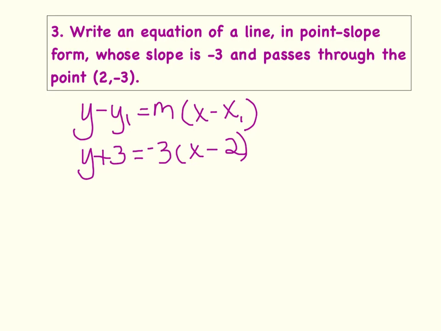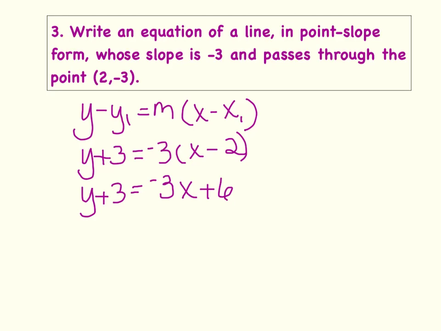Since I will be doing the distribution first of -3 times x minus 2, I will simply bring down the y plus 3. Okay, and that is equal to -3 times x, which is -3x, and then -3 times -2 is +6, so +6. So there you go. We have just written this equation in point-slope form of a line that has slope -3 and passes through the point 2, -3.